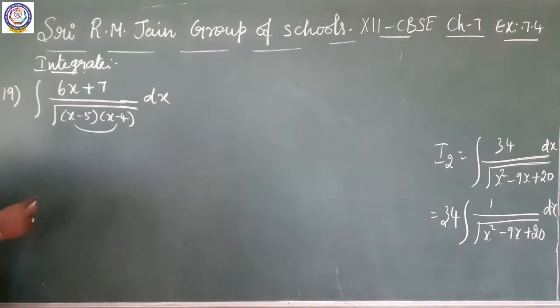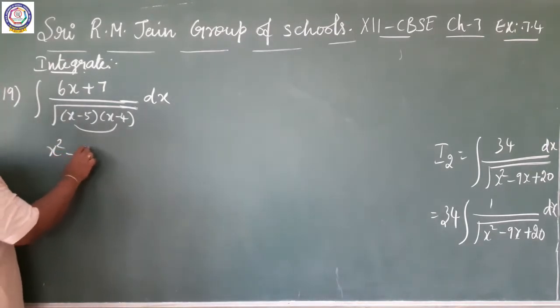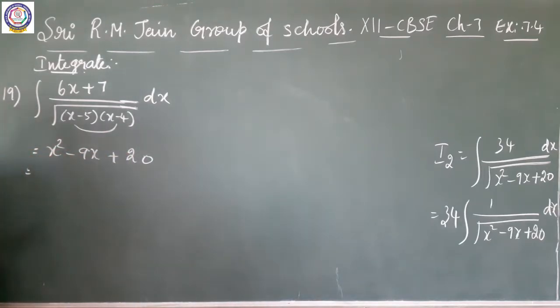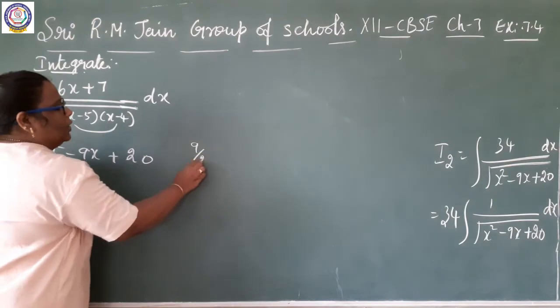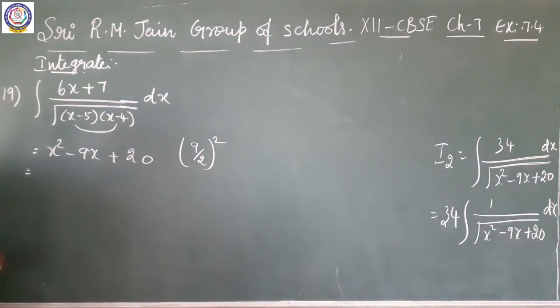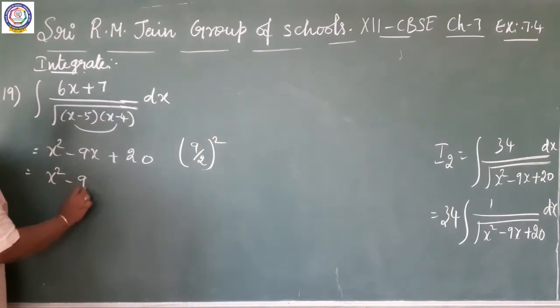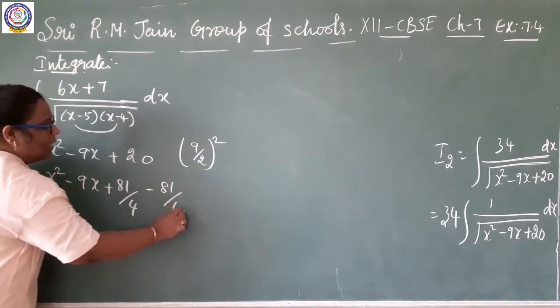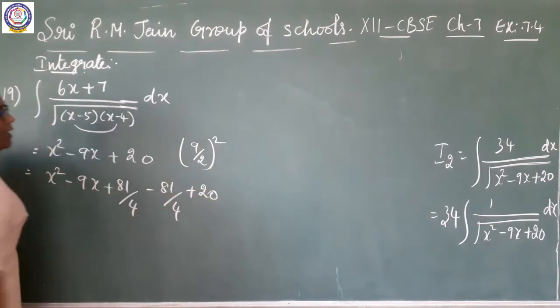So, you can take that value x square minus 9x plus 20 and do it by the completing the square method. What is the coefficient of x here? You don't take the sign because it is squared, so it becomes plus. So, 9 by 2 the whole square. x square minus 9x plus 81 by 4 minus 81 by 4 plus 20.